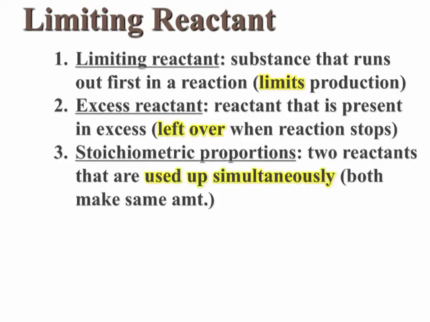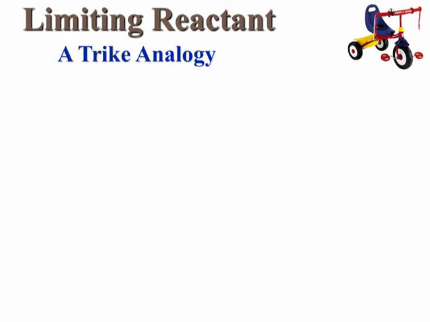Sometimes a reaction is performed using stoichiometric proportions. This simply means that both reactants will run out simultaneously. This is the ideal way to run a chemical production plant because there are no wasted reactants. So let's look at a simple analogy.